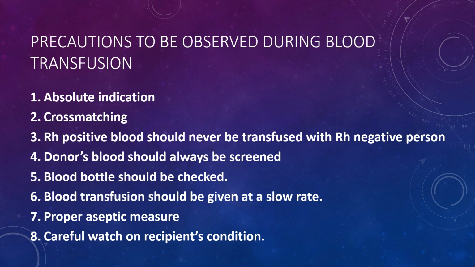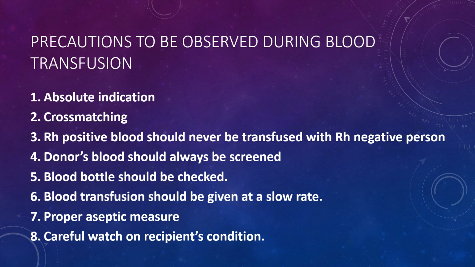The second one is minor cross matching. In minor cross matching, you take the donor plasma and the recipient RBC. In this condition, if the minor cross matching is positive, the blood can be transfused, but only in an emergency situation. But both the major cross matching and minor cross matching should be negative, and then the blood should be transfused.